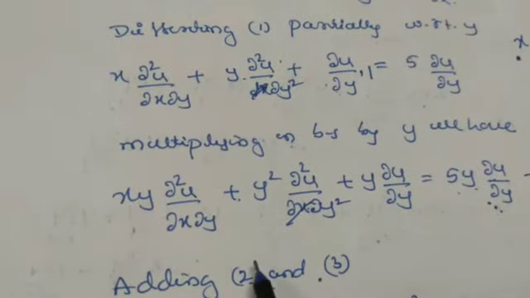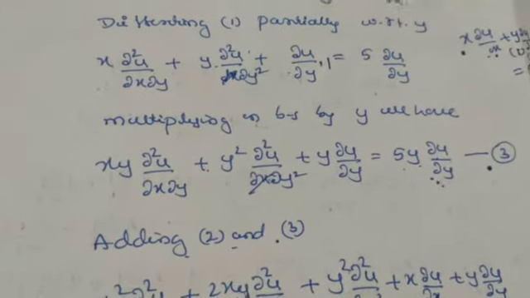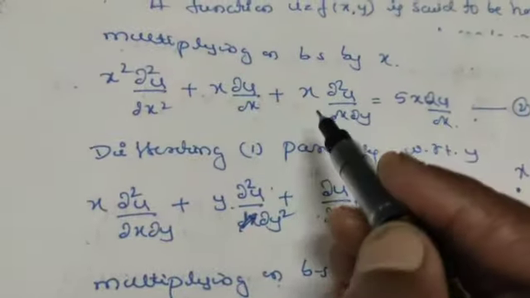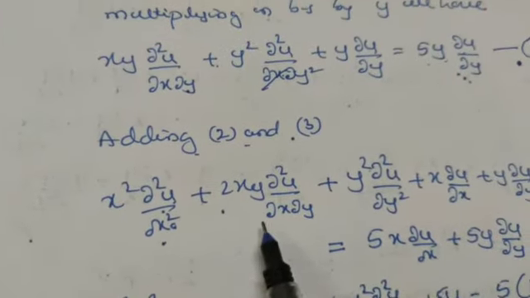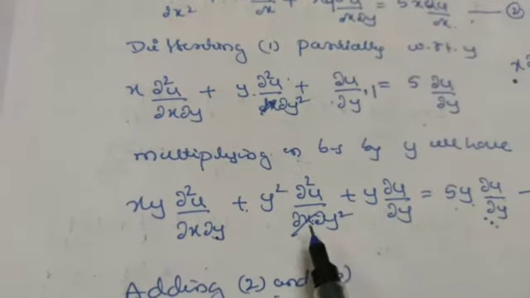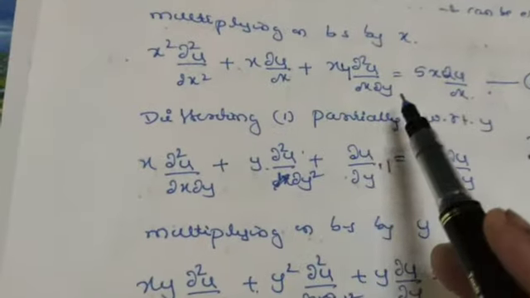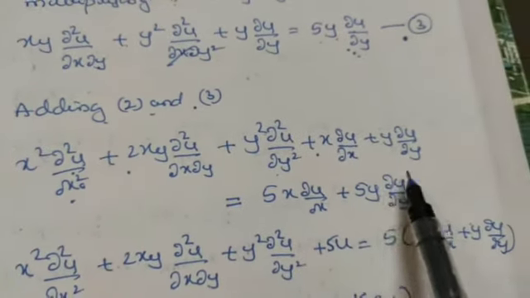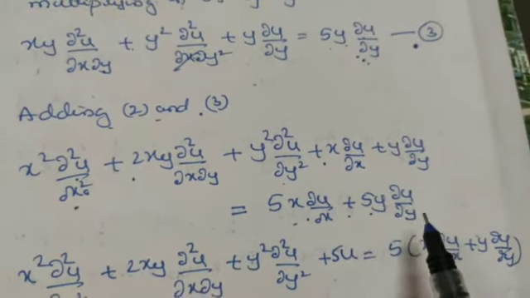So adding these two equations, we have here xy ∂²u/∂x∂y. Here also we have xy ∂²u/∂x∂y. It is 2 times xy ∂²u/∂x∂y, plus this one. In the third equation we have y² ∂²u/∂y². Then plus, in the second equation we have x ∂u/∂x, and in the third equation we have y ∂u/∂y, is equal to, adding RHS also, 5 into x ∂u/∂x plus 5 into y ∂u/∂y.